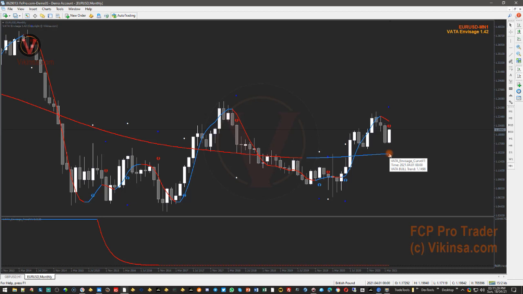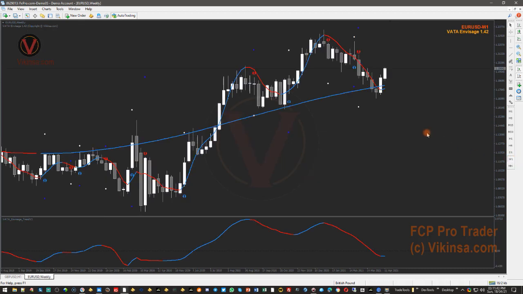Possible profit target is going to be near 1.1498, but this is on the monthly time frame, and it can take a long period of time, and we will also have to wait for the month to close, because until that happens we cannot be sure about this target. Let's look at the weekly time frame.